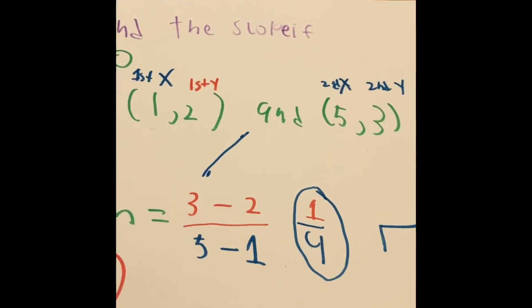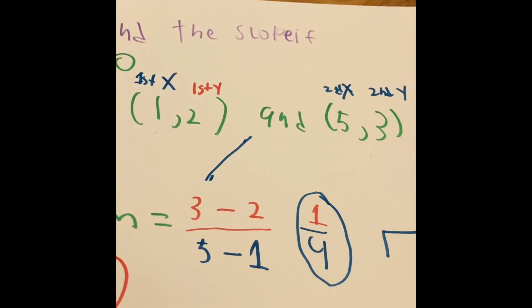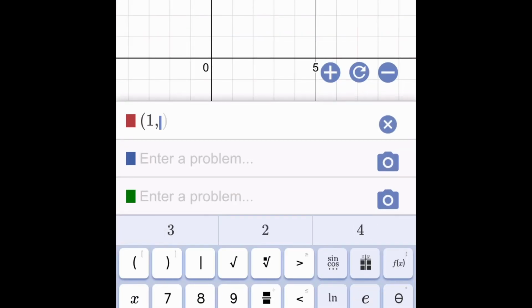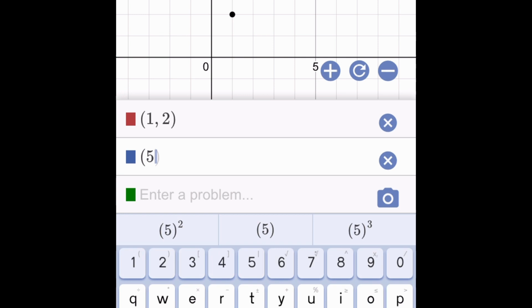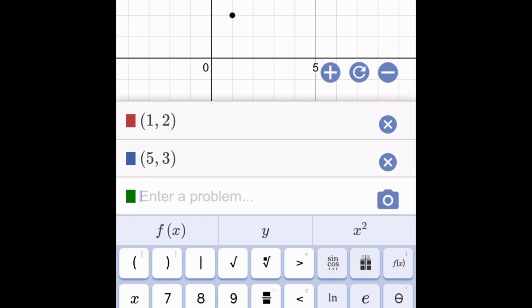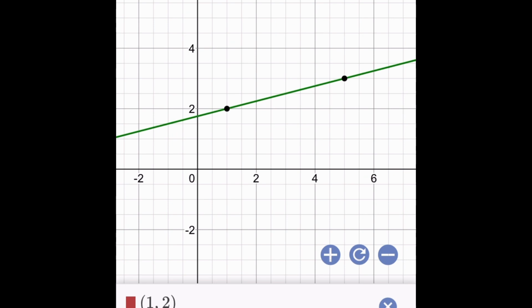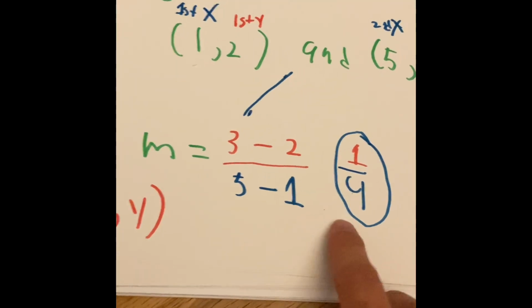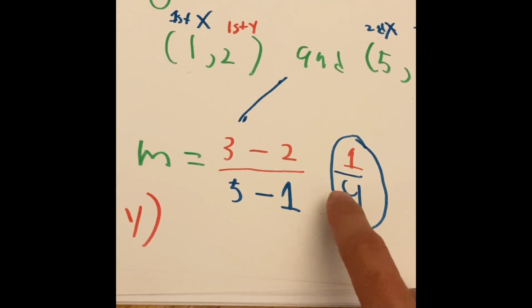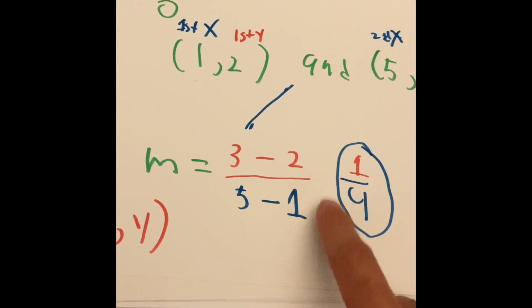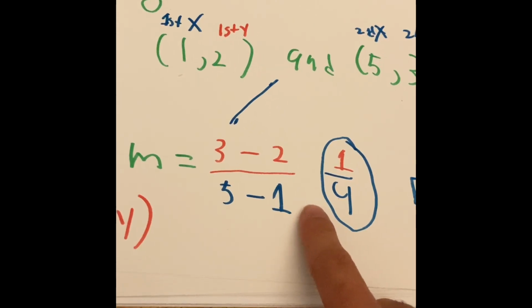Let's fact check on an actual graph. Yes, we got this one correct. We have successfully found the slope without a graph.